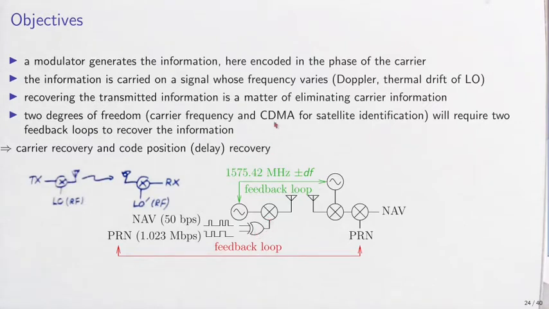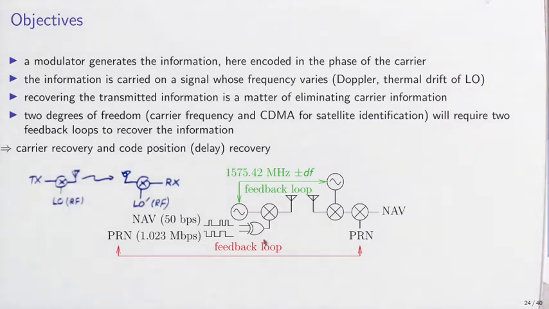So these 2 degrees of freedom need to be solved simultaneously, and the only approach during the acquisition phase, which means a cold start, identification of which satellite is transmitting and at which position in space, so with which frequency offset, will be a brute force approach where we will sweep all possible frequency offsets, solving the frequency offset issue, and sweeping all possible identifiers.